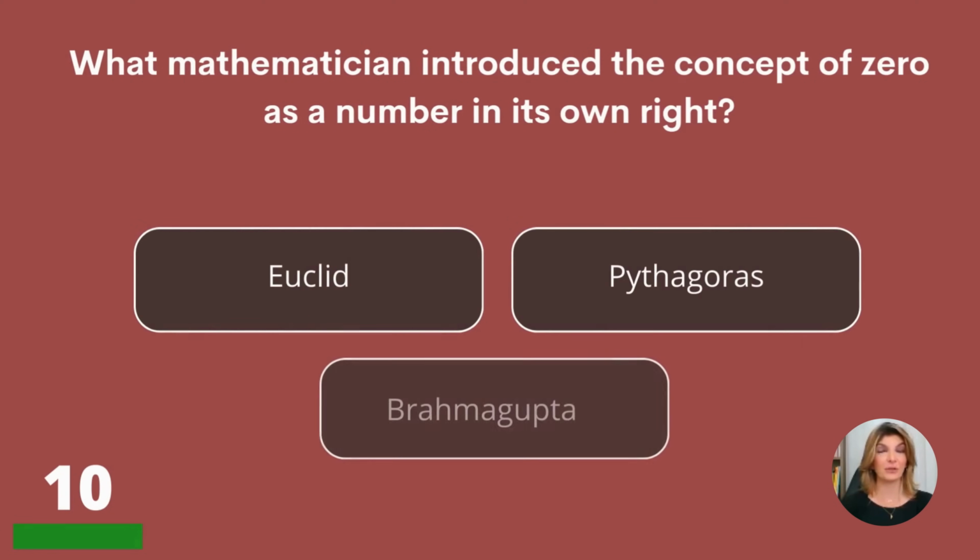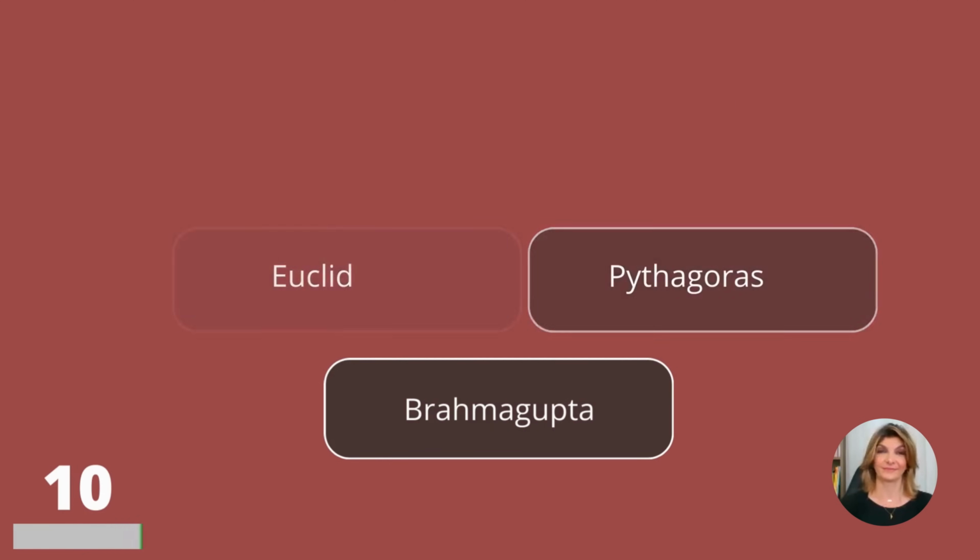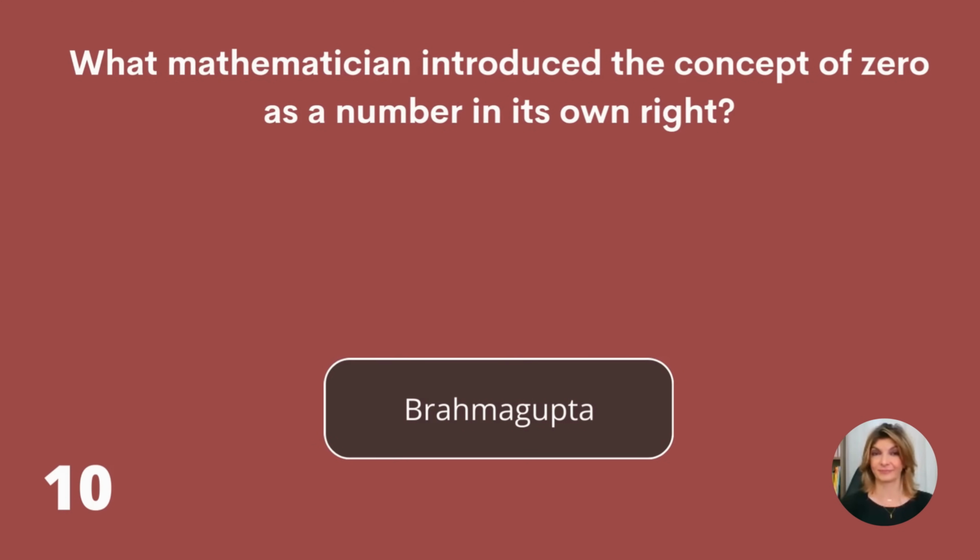What mathematician introduced the concept of zero as a number in its own right? Euclid, Pythagoras, or Brahmagupta? Brahmagupta.